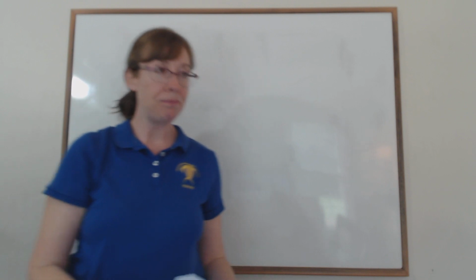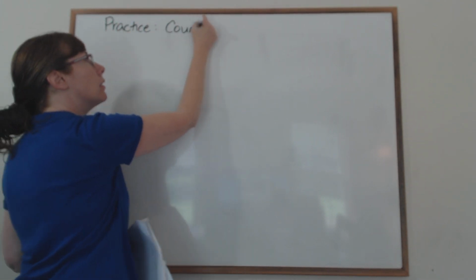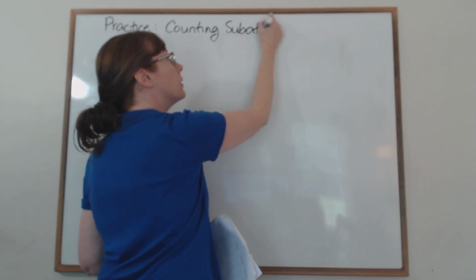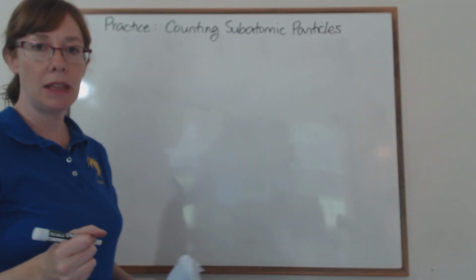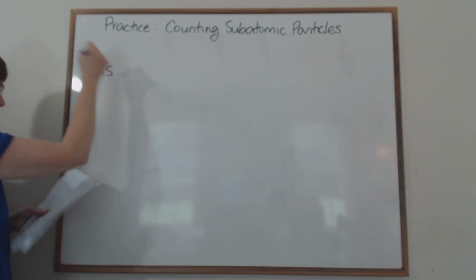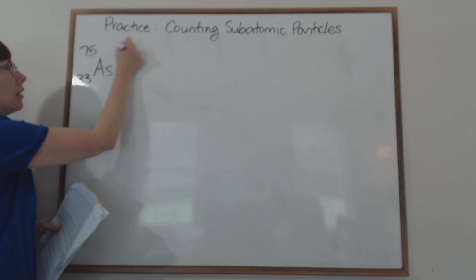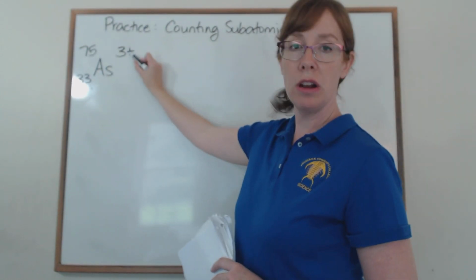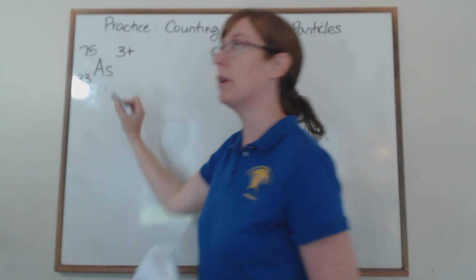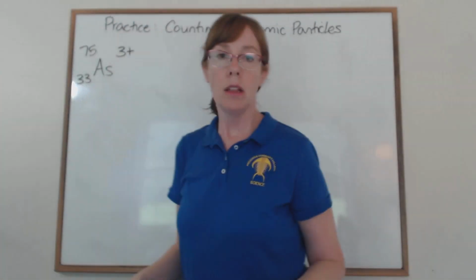Alrighty, let us go ahead and just do a little practice. What we want to do is practice counting subatomic particles, making sure that this skill is something that we're good at. Let me go ahead and put some symbols on the board. So this is arsenic, 75, 33, with a 3+. Once again, this number up here is the charge, the mass number, the atomic number. Let me move that light so it doesn't shine right there.